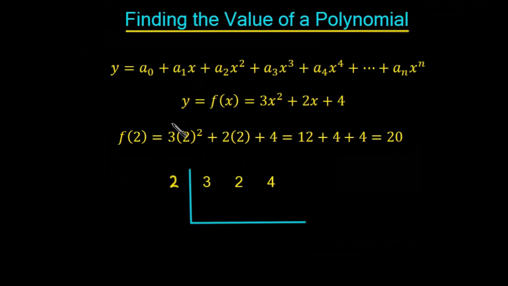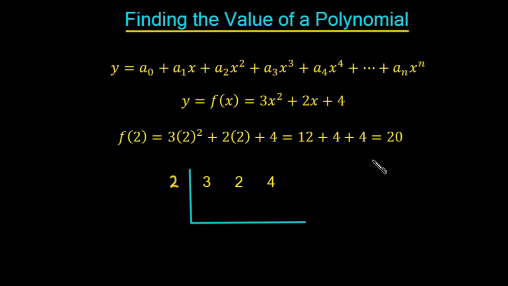Now what we want to do is find the value of the function f at point 2. So whenever x is 2 we want to find the value of f of x. So all we do is put the value of 2 into the equation. So we're going to be left with 3 times 2 squared plus 2 times 2 plus the 4. So we're going to get 12 plus 4 plus 4 is equal to 20. So it means that the value of f of 2 is equal to 20.